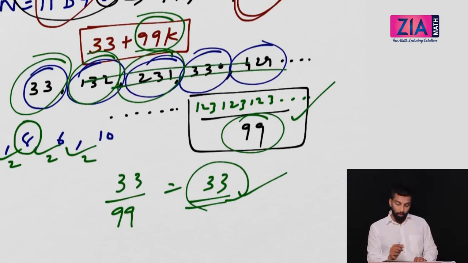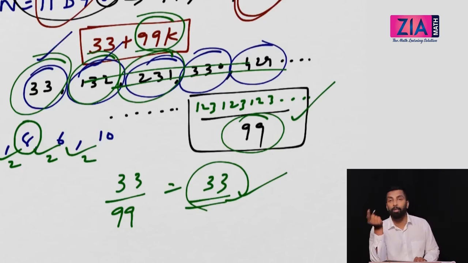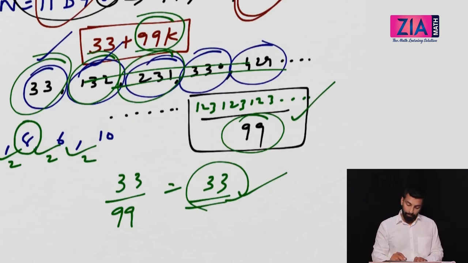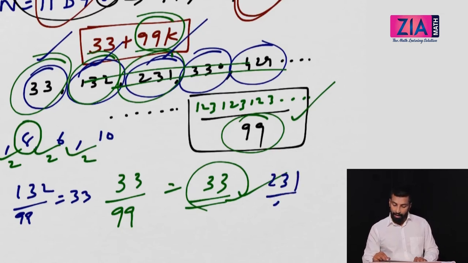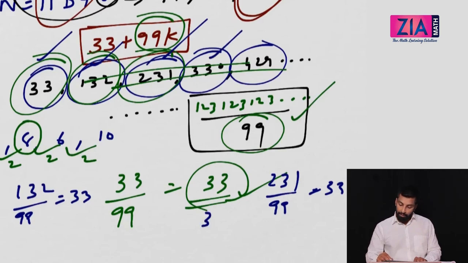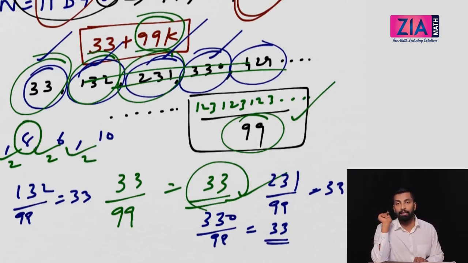This is not required. Basically what I need to tell you is the concept. So 33 by 99, 33 is the remainder. 132 by 99, 33 will be the remainder. Take the third term, 231 by 99, you get 33 as the remainder. Fourth term, 330 by 99, still you get 33 as the remainder. Any term for that matter in that AP you take, you get 33 as the remainder.